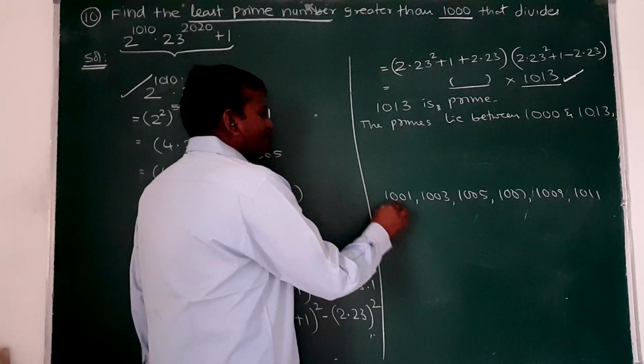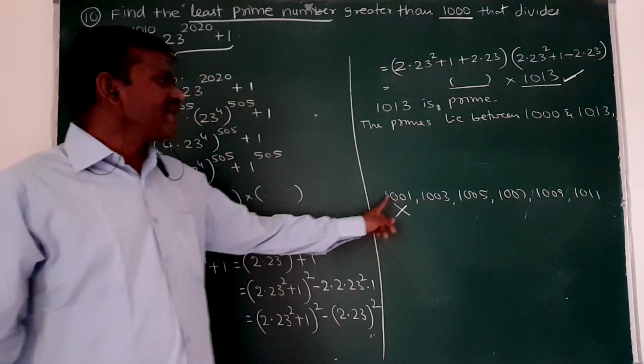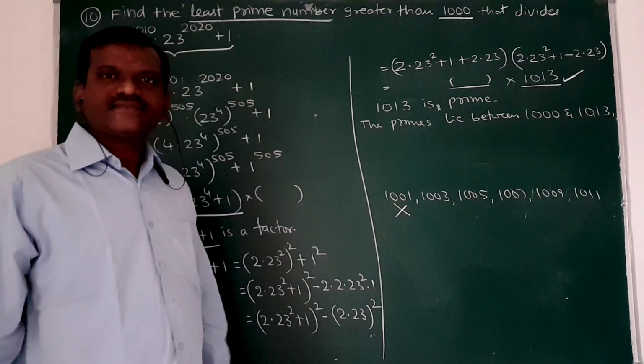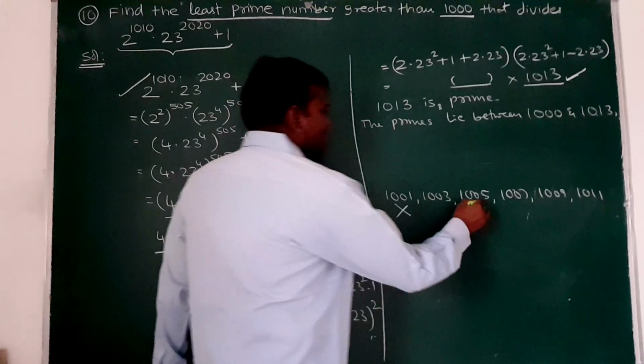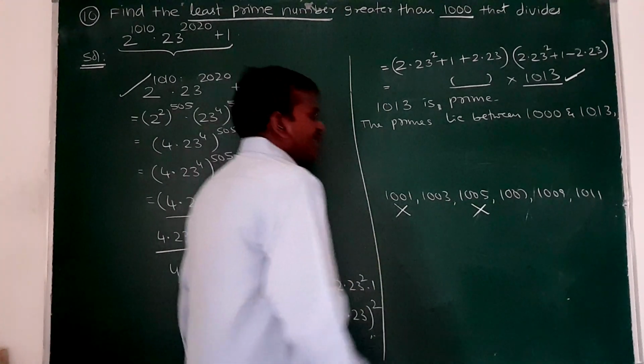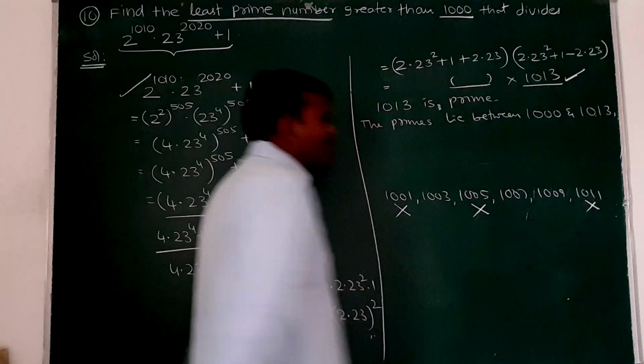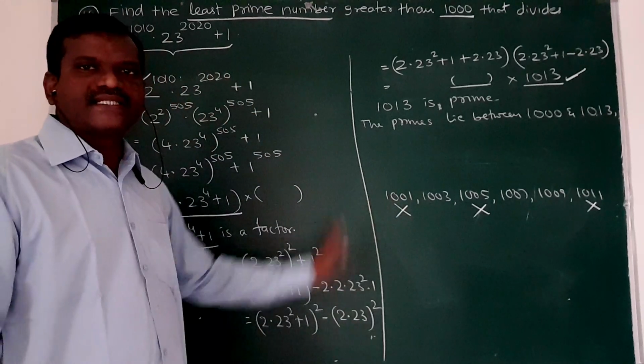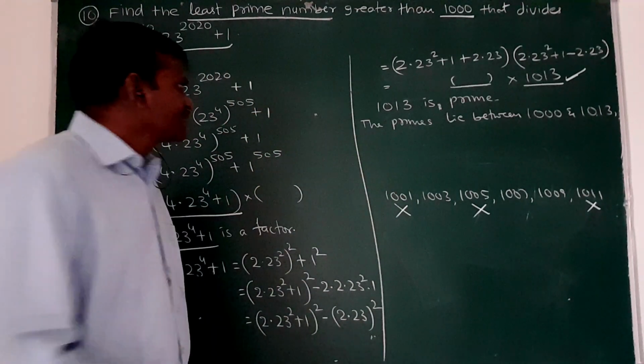1001 is not a prime number. Why? Because 7, 11 and 13 are factors of it. And 1005 is a multiple of 5. 1011 is also a multiple of 3, because the sum of its digits is divisible by 3. These three are not useful.